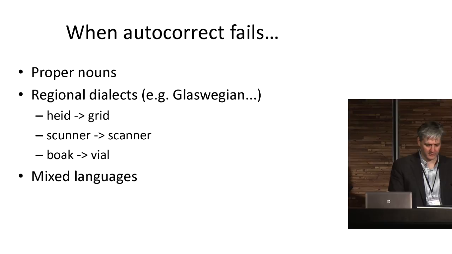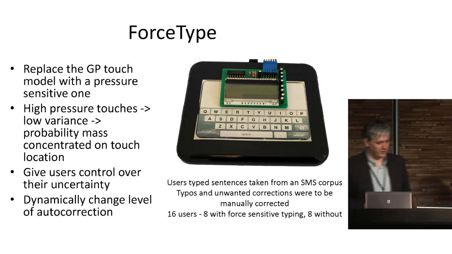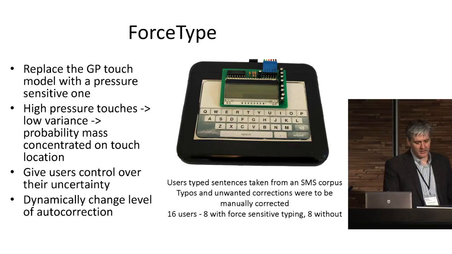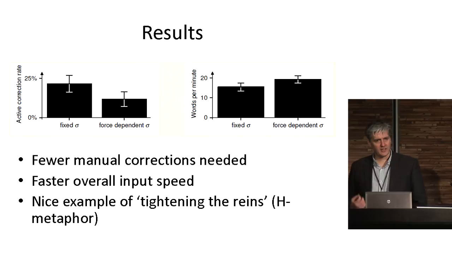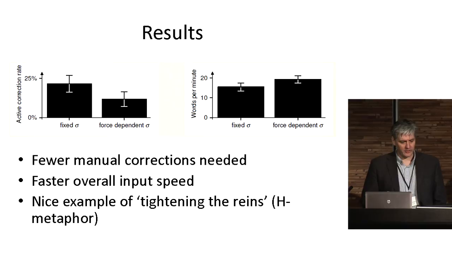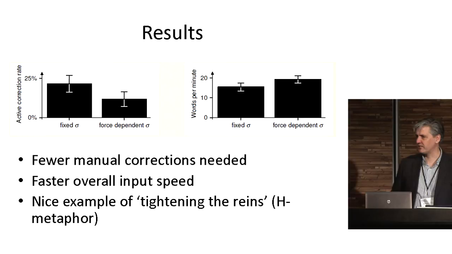So the force type system allowed you to apply pressure. It wasn't really a phone, it was a phone keyboard stuck onto a pressure pad with a little display over it. But it let people decide, if they predicted that the word was not going to be correctly interpreted by the system, they could just apply more pressure saying, no, I really mean this. And allowing that extra pressure meant that they needed fewer corrections, and they got more words per minute because they weren't correcting. So it's a nice example of tightening the reins in the style of the H metaphor.